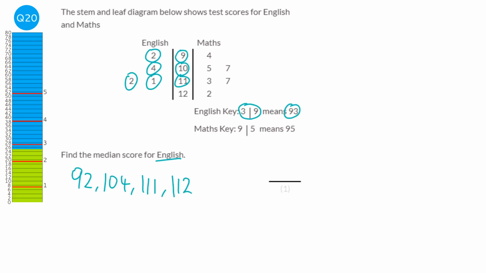So to find the median, we cross out the biggest and smallest until we're left with 1 or 2 in the middle. Here we're left with 2. So we're just going to add the 104 to the 111, and divide that by 2. When we do that, we get 107.5. So our answer is 107.5.